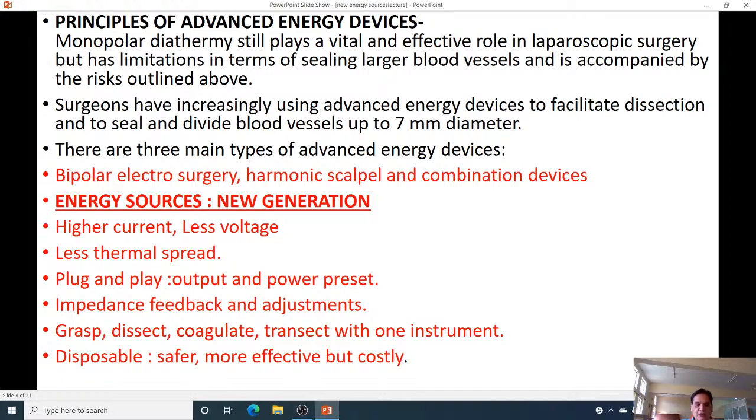Advantages: higher current, less voltage, less thermal spread, plug and play. That means everything is fixed; you don't have to change the output and power, it is preset. Impedance feedback and adjustment is very important. If the machine understands that we are giving more current, it will automatically reduce the current given to the tissue. These devices can grasp, dissect, coagulate and transect, all with a single instrument. This saves a lot of time, energy, and the risk of frequent changes of hand instruments. Cost is more, because many of the hand instruments are disposable, but that makes them safer and more effective. Okay, so this is the principle of advanced energy sources.